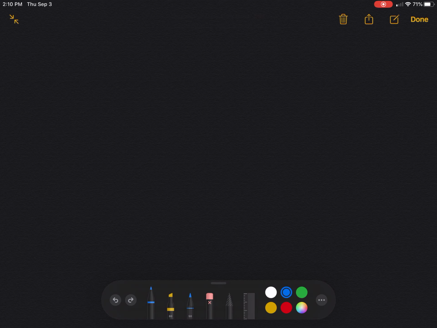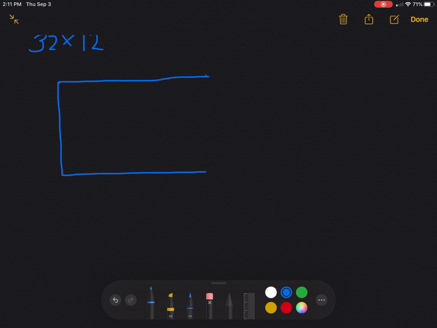Try this. We're going to do 32 times 12. So there is our problem. Now, we are going to start off with modeling it. Well, in order to model multiplication, last year you guys spent a lot of time doing area models. So in order to draw an area model, I'm going to need to draw a rectangle. And then I'm going to need to decompose the numbers.